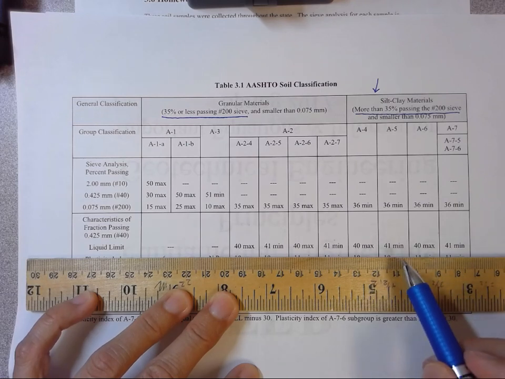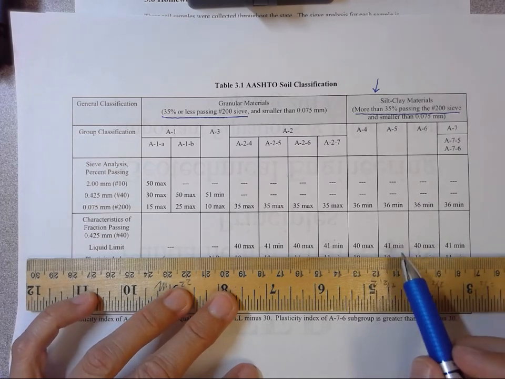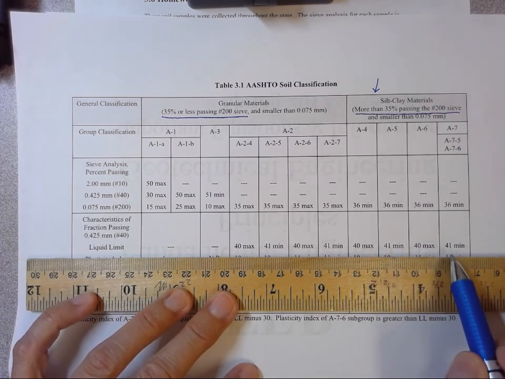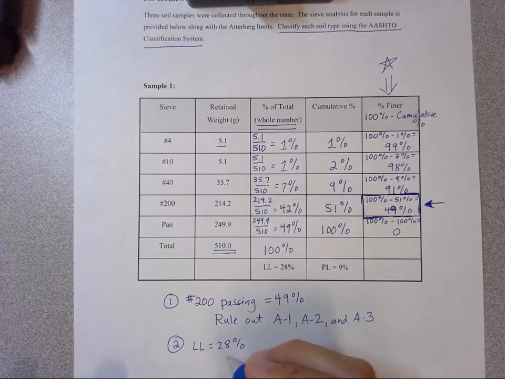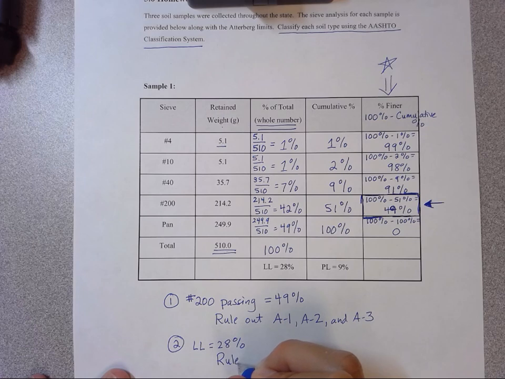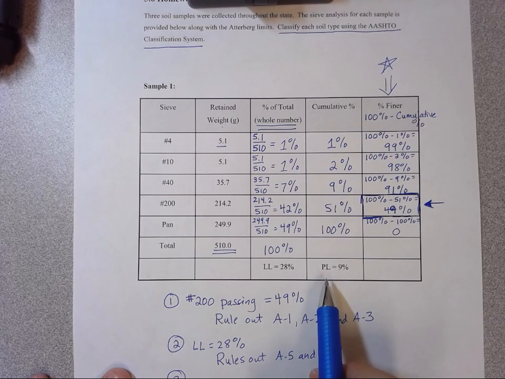So I know I can't be an A5 or an A7 because they need 41% as a minimum, and 28 is less than 41. So that's going to rule out A5 and A7. Let's go ahead and write that down. Because the liquid limit is 28%, that rules out A5 and A7.